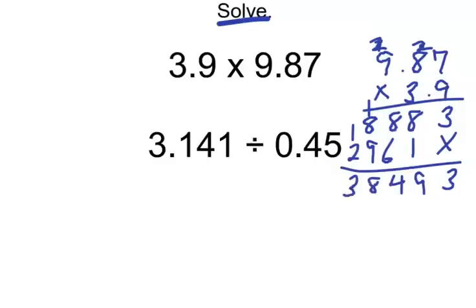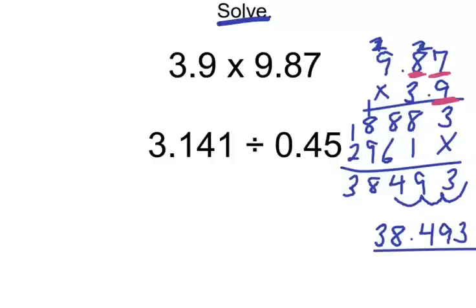Now let's look up here and see how many decimal places we have to move over. 1, 2, 3 decimal places. So 1, 2, 3. That ends up being 38.493. Okay, so there's the answer to the multiplication problem.